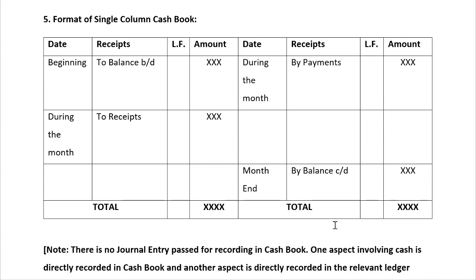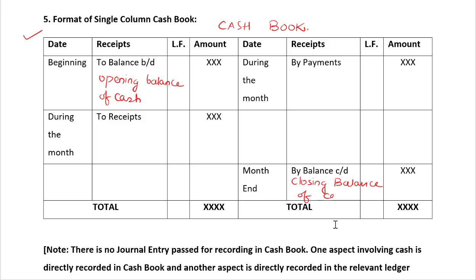Let's see the format of single column cash book. It's quite simple. So this is a cash book. We have date, receipts, ledger folio, amount. Credit side, date, receipts, ledger folio, and amount. What we will record in receipts? So over here, this is the opening balance of cash. To balance brought down. This is opening balance of cash. By balance carried down, this is closing balance of cash.